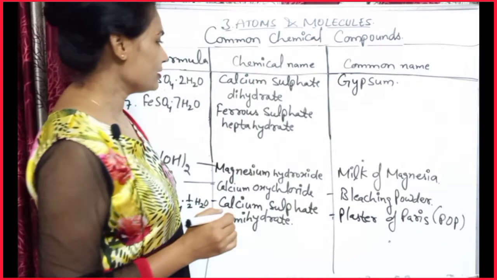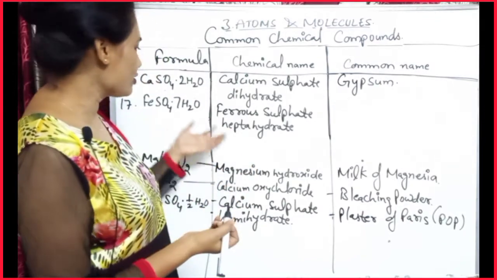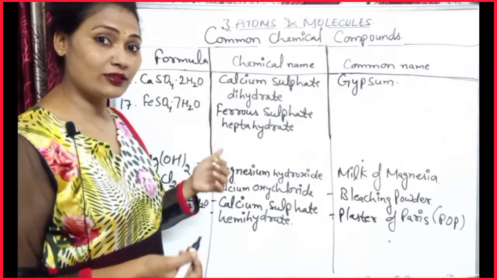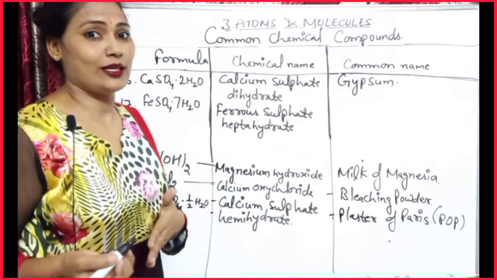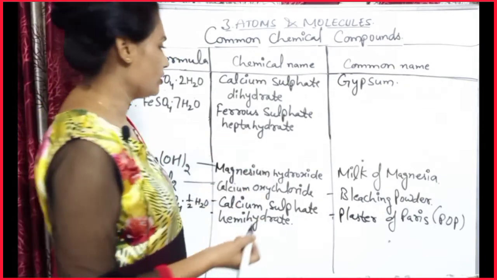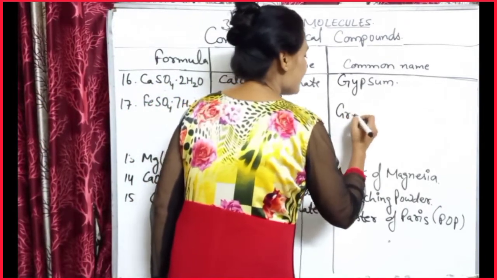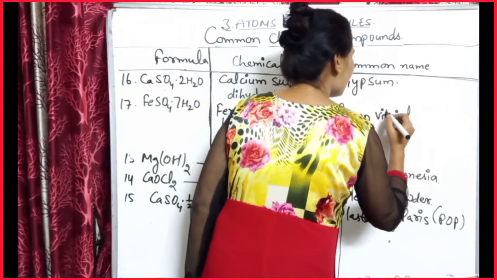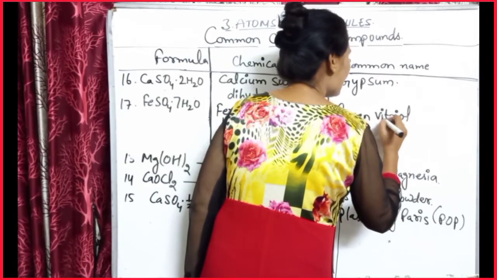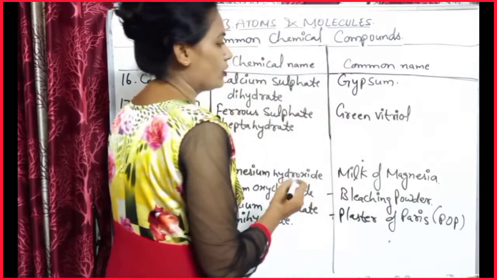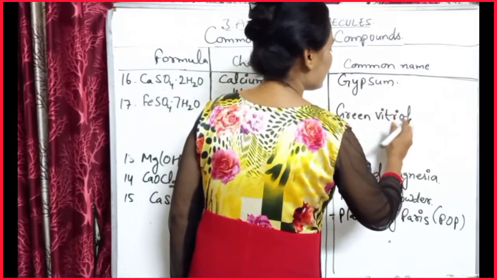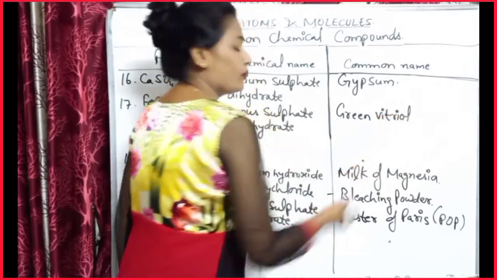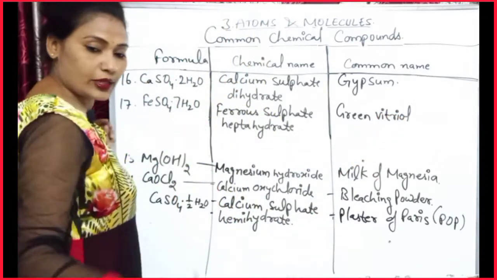Okay, and the common name of this substance, this is also a crystalline substance, crystals are there, and these crystals are green colored, so it is known as green vitriol. It is present in our lab also, green vitriol, because green crystals are present there.